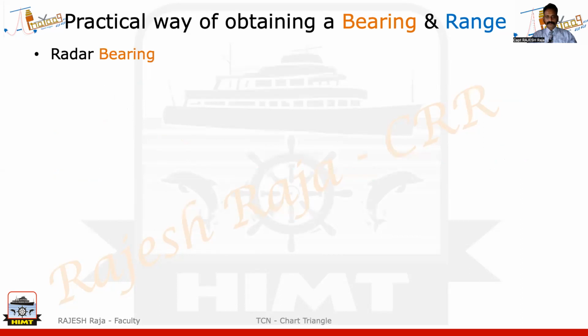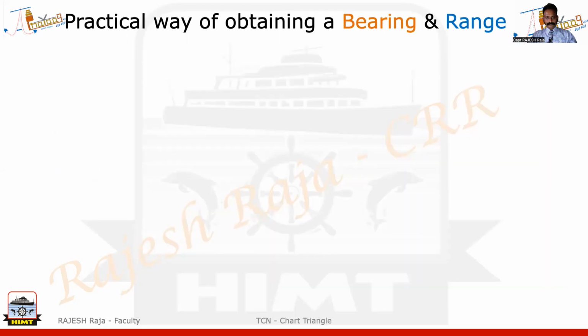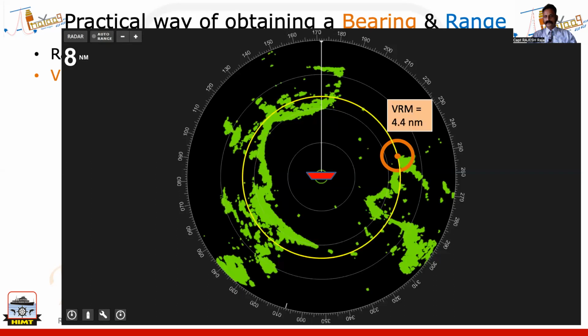So I'm just quickly showing you one example. Let us say this is a picture of a radar. My vessel is at the center. I want this tip of the land, and I'm using my EBL, and I found out the answer was 237 degrees true. Okay, this is one example. So let me just quickly show you how to find a range. I'll be using a VRM, variable range marker. So I want this tip of land's range. So I got a range and it is 4.4 nautical miles.